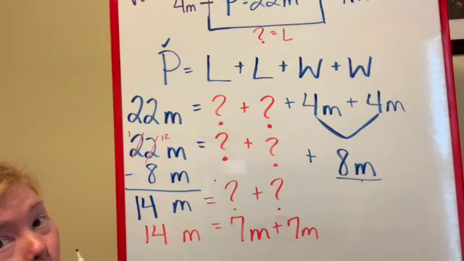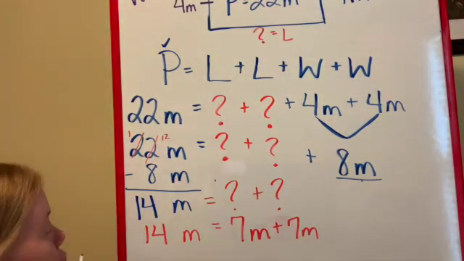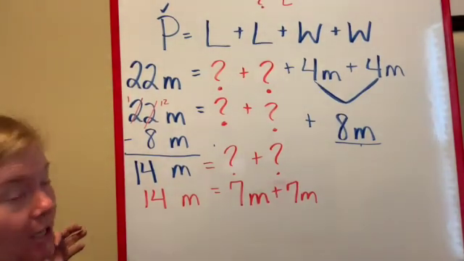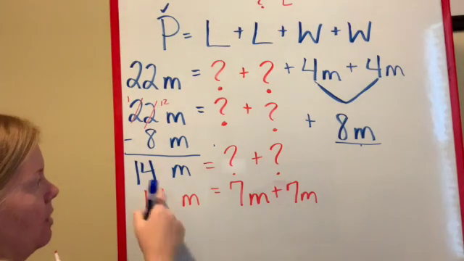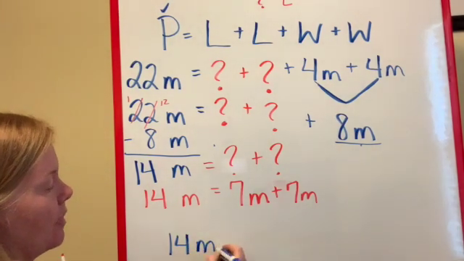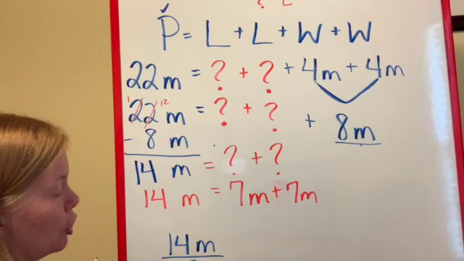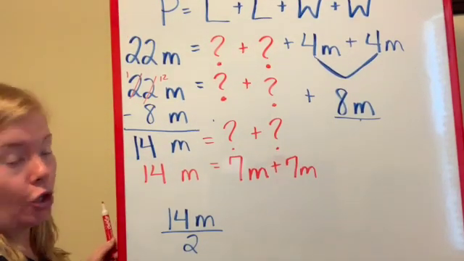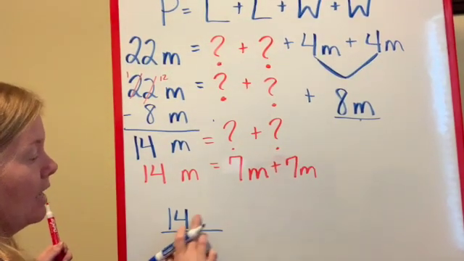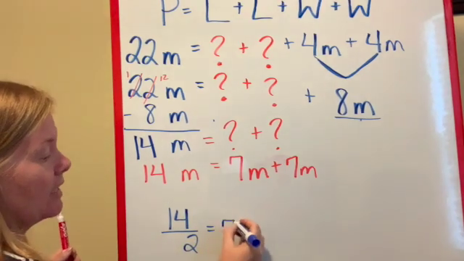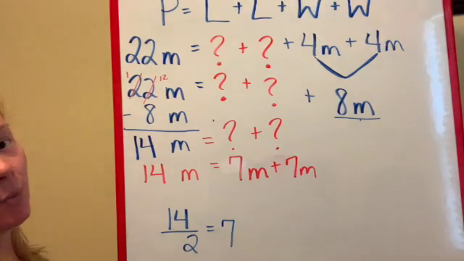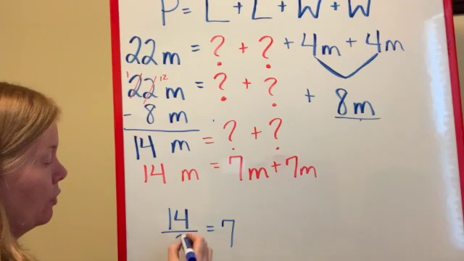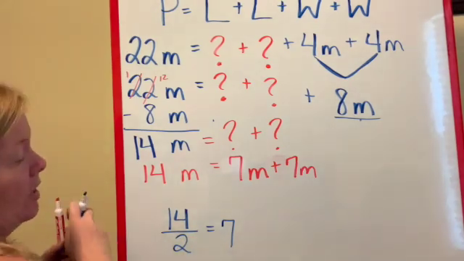Now, for any of you guys that are really good at your division, when you get to this step, instead of what number plus what number, you could say 14 m divided by 2 question marks. So you have 2 question marks. So you have to take the 14 and divide it by 2. And when you say 14 divided by 2, you get 7. And that's how we ended up with 7 plus 7. So if you're really good with your division facts, maybe you already know how to do that. So we have our 7 as our answer.